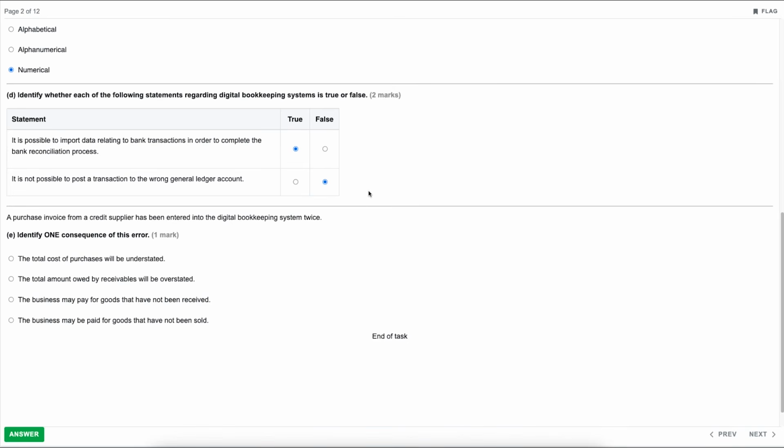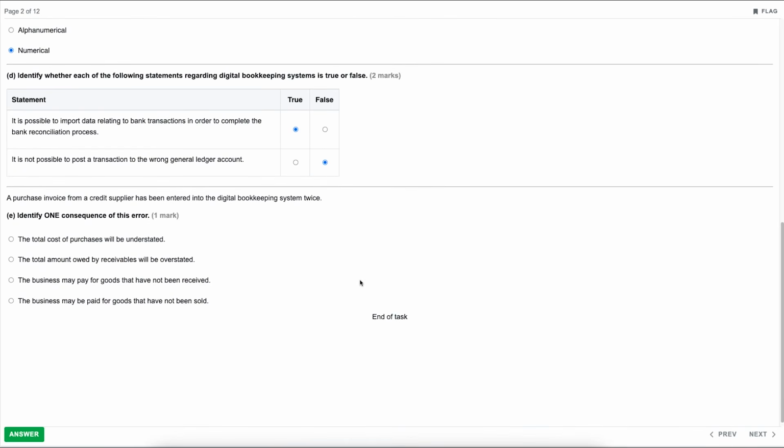So then the last one on task 1 says a purchase invoice from a credit supplier has been entered into the digital bookkeeping system twice. Part E, identify one consequence of this error. So we've got 4 options. It says the total cost of purchases will be understated. Well, it definitely won't be that one, because if we've entered in a purchase invoice twice into our digital bookkeeping system, that would make our purchases too high, wouldn't it? Because we'd have entered it in twice. So it's definitely not going to be understated, which would suggest that we'd not entered it in at all.